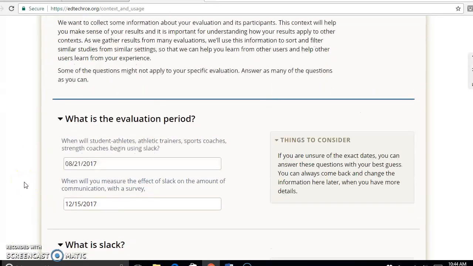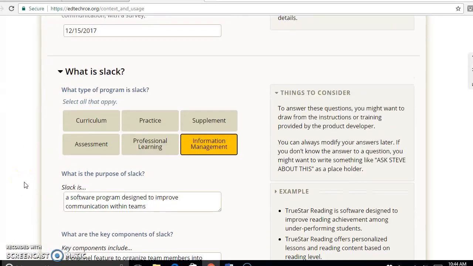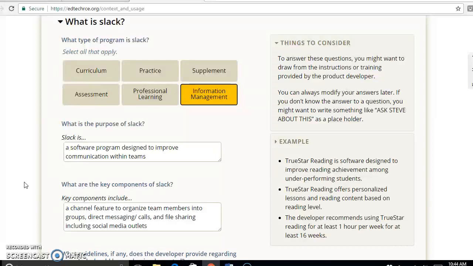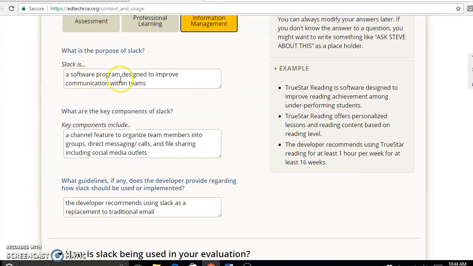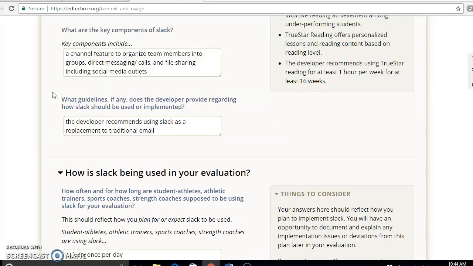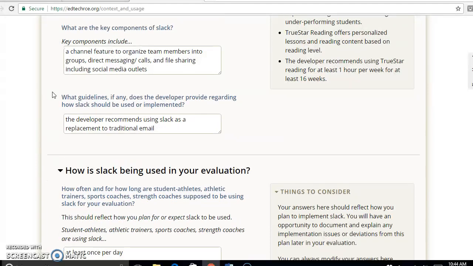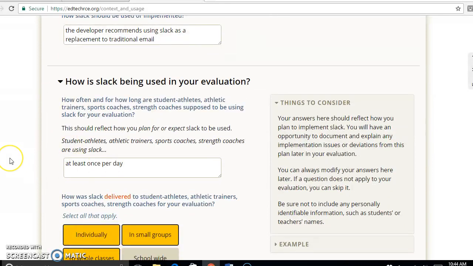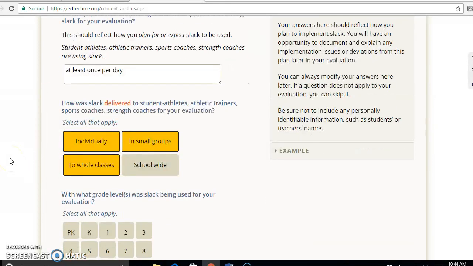So here's just the demographic information. It's an information management tool. Like I said, it's a software program designed to improve communication within teams. A key component is a channel feature to organize team members into groups. The developer recommends using Slack as a replacement for traditional email. Like I said, at least once per day, improving activity levels to 5.